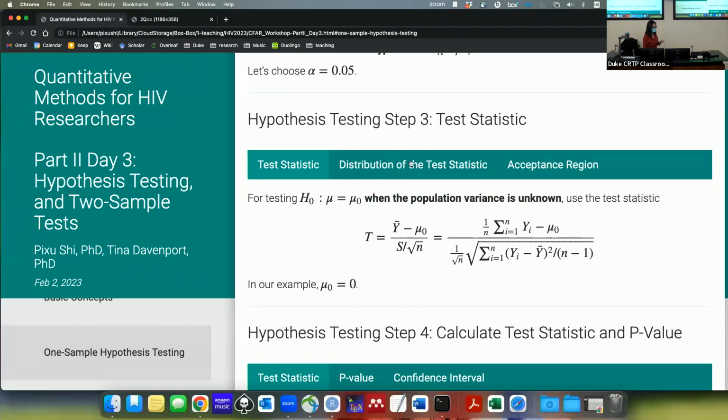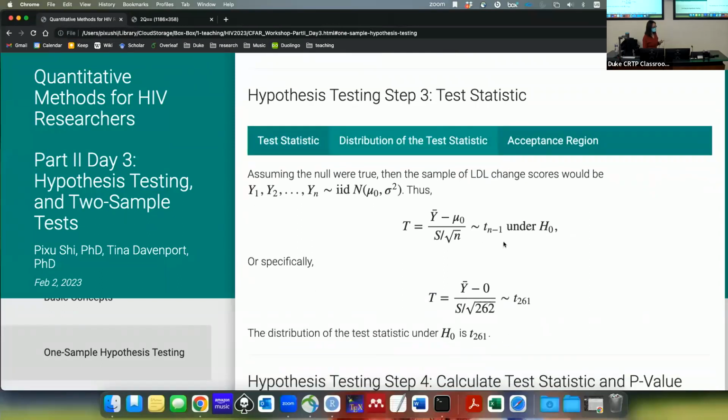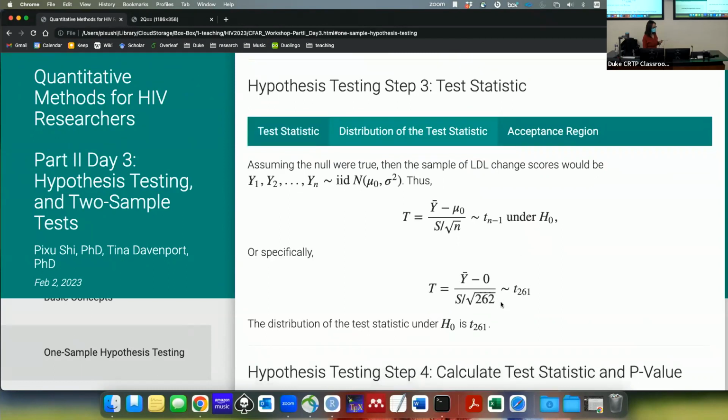This ratio actually follows a t distribution under the null hypothesis. The degrees of freedom of your test are related to your sample size. We have all the formulas here, but I know that in reality you just use R. This is just to give you some sense of what is behind the software: why we have the numerator and the denominator, and what this test statistic means.